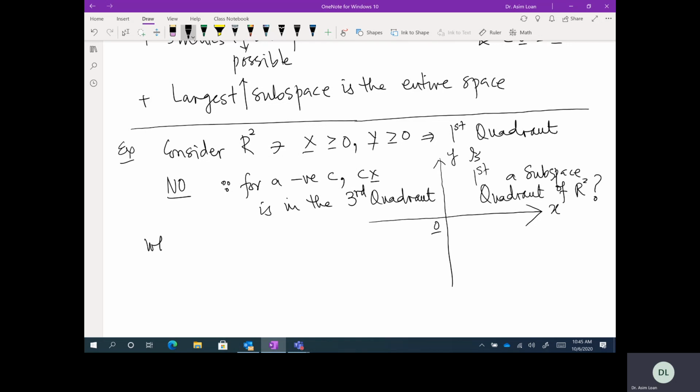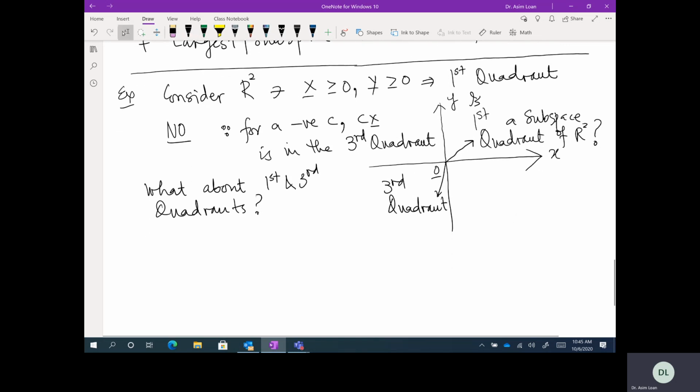Okay, so what about first and third quadrants? Do they make up a subspace, first and third quadrant? So this is the third quadrant. If you have a vector over here, and you have a vector over here, obviously you can have a resultant which is not in either one. So obviously first and third quadrant together will also not make a subspace. So it's still not possible.